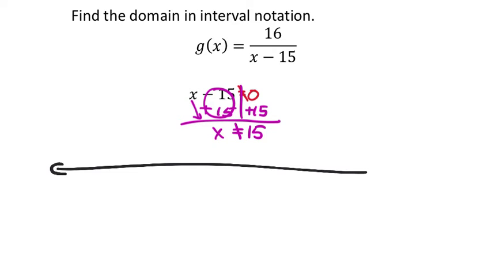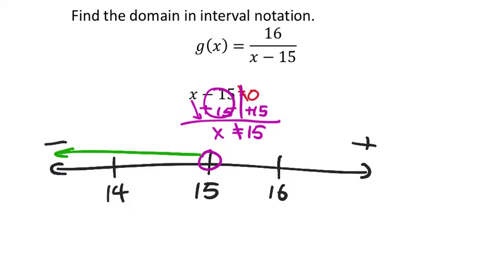Let's look at the graph. You've got positives to the right, negatives to the left. I'm going to put 15 right in the middle, and then of course 16, and then 14. So x cannot equal 15. That means it can't be included. That's an open circle at 15. What does that say about all the other values of x? That means they're okay. So everything to the left of 15 and everything to the right of 15 is good.